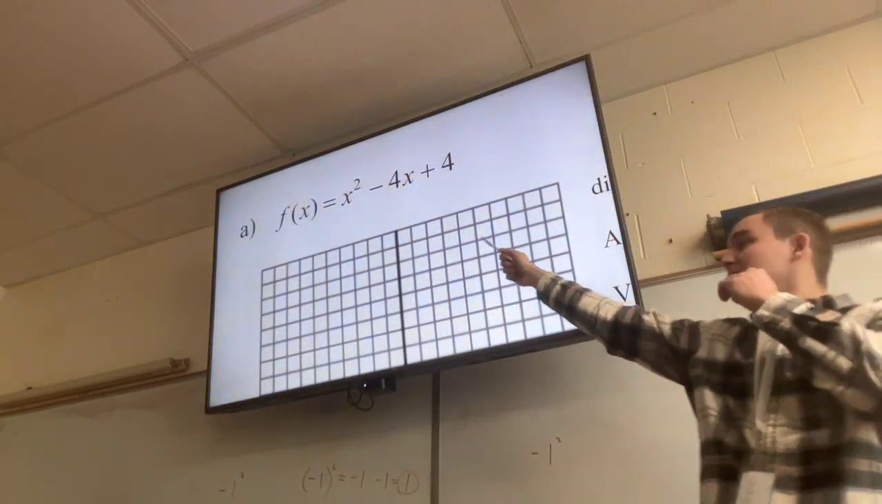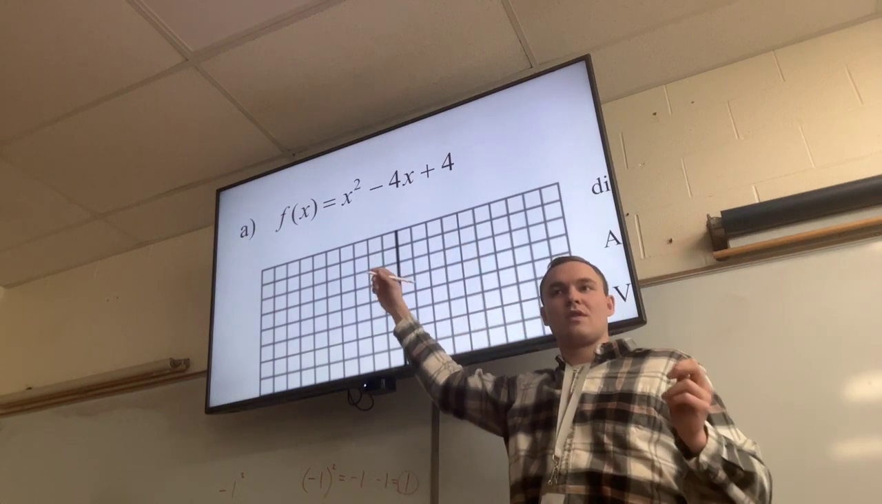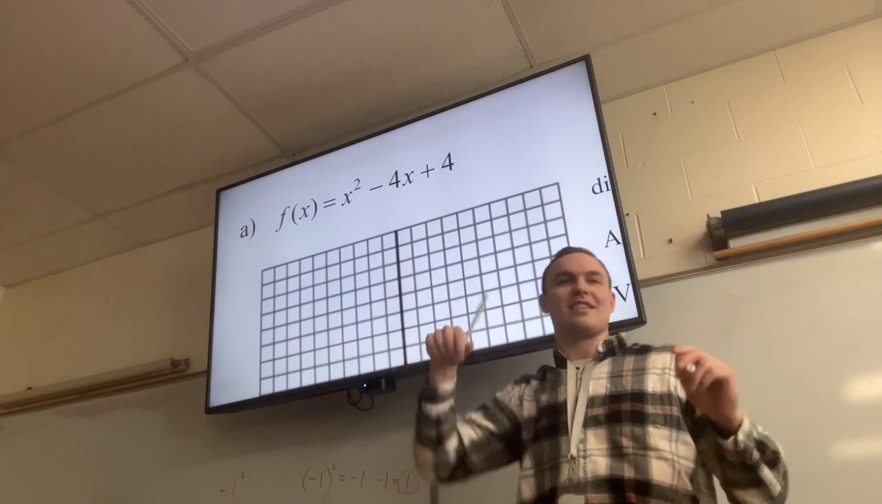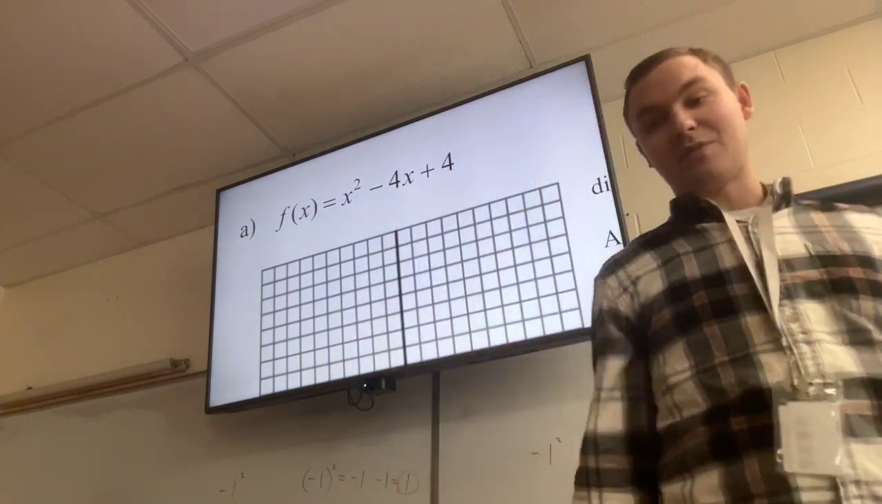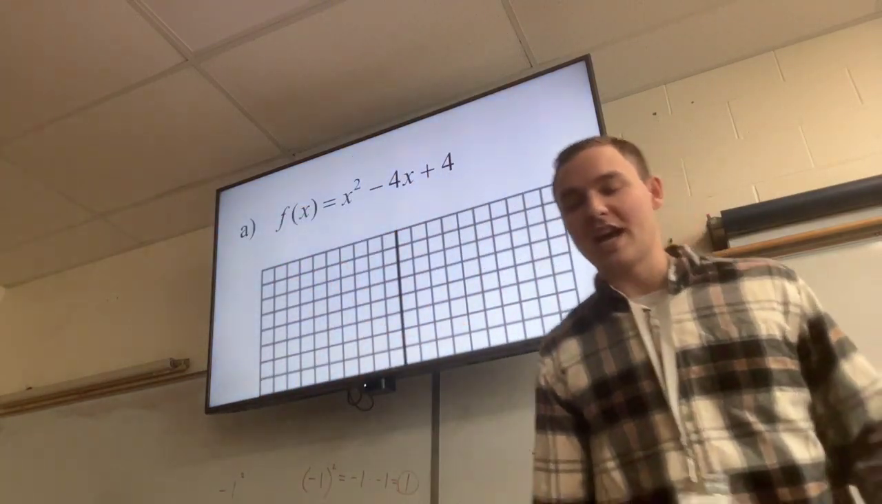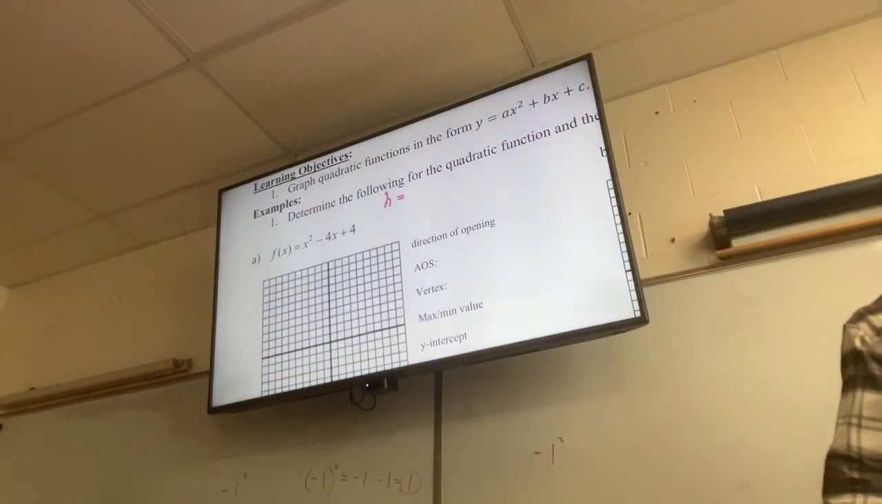If we wanted to put this in vertex form, what would we do? Complete the square, yes. But not everyone likes doing that, okay? So there's another way you can find h. What is that way? Anyone know? Can anyone derive it right now? If you can, you probably shouldn't be in this class.